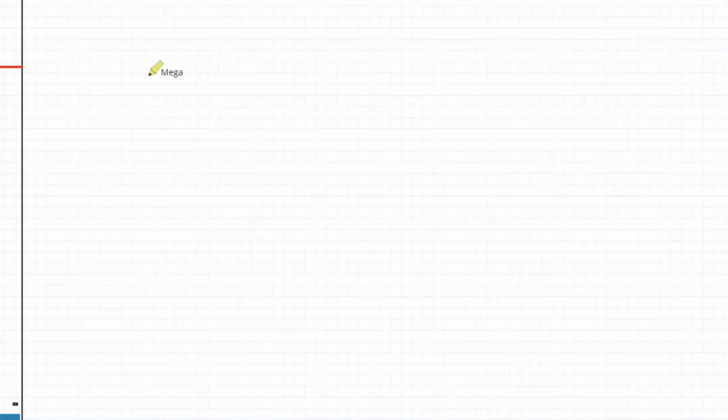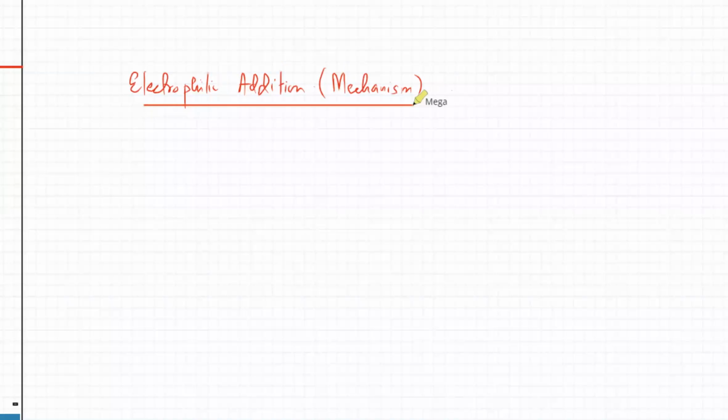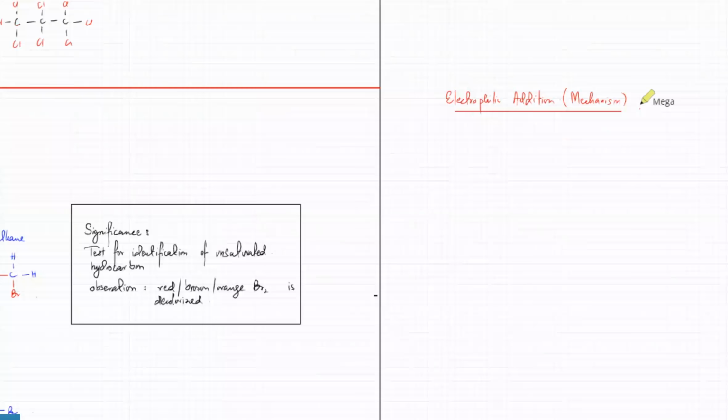So right in front of this, I'm going to go into a bit more detail about electrophilic addition. The question is about electrophilic addition and its mechanism. And remember, the syllabus is kind of specific now. It's only asking for the mechanism for bromination, but the other ones are kind of the same.